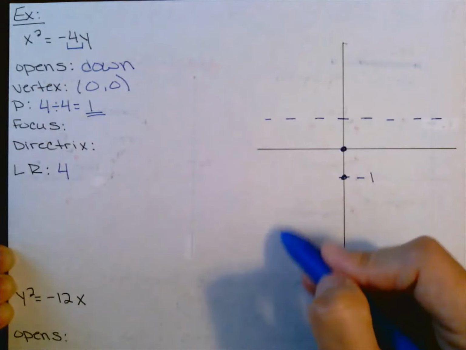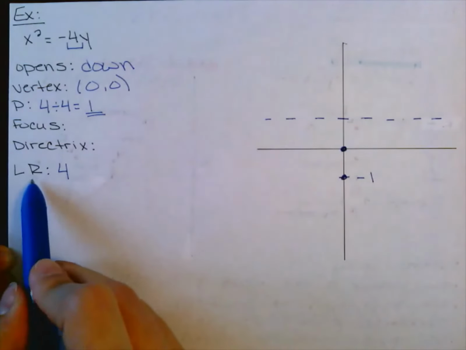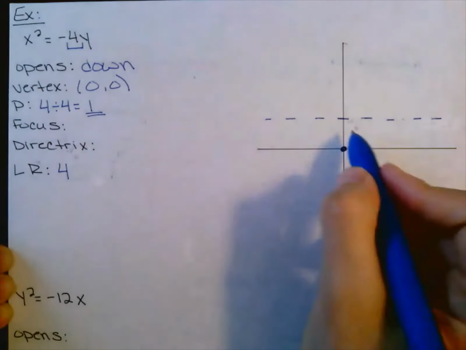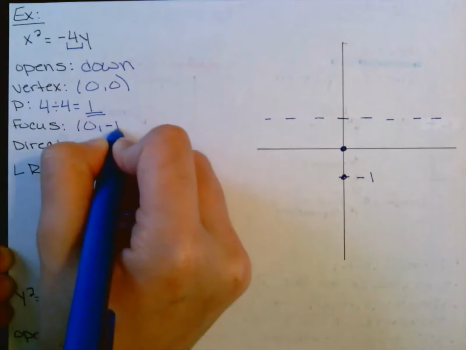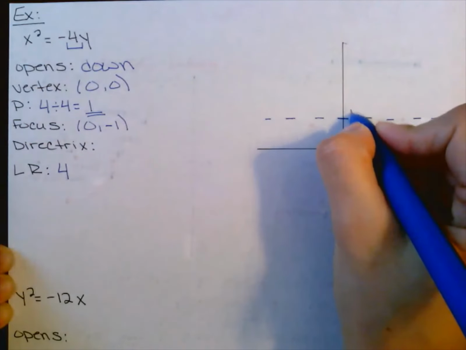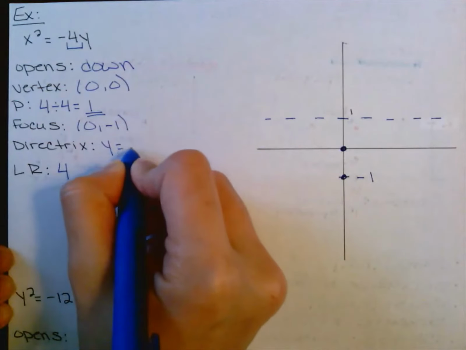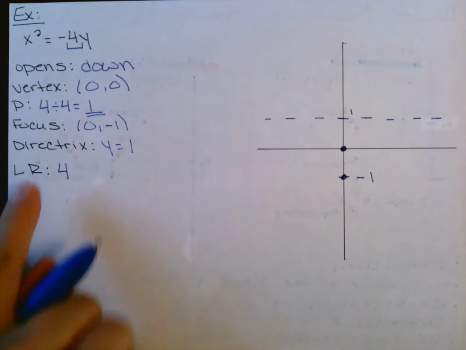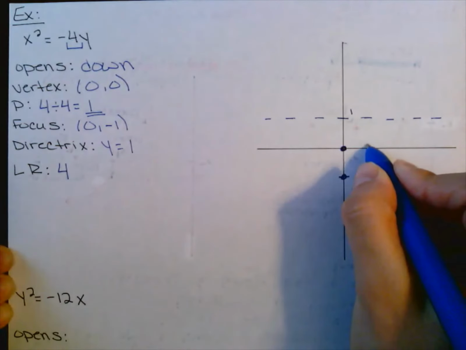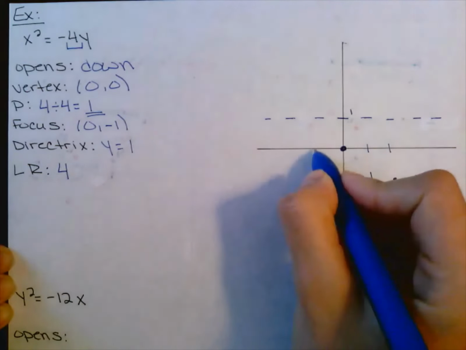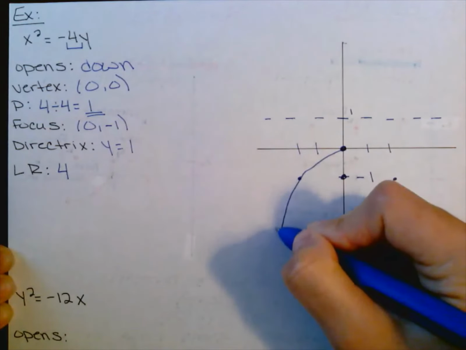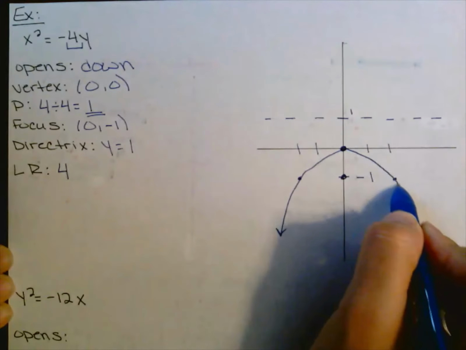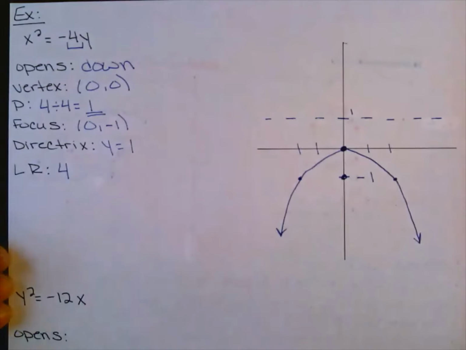Okay, now my parabola is going to go downward, but I'm not going to draw it until I analyze my LR. Okay, so focus I can already see is down here at 0, negative 1. And my directrix is an equation of a line up here at y equals positive 1. So if my LR is 4, that means I'm going to go 2 units to the right and 2 units to the left. And that is going to dictate the width of this parabola facing downward. And you're done. Let's go ahead and look at another one.